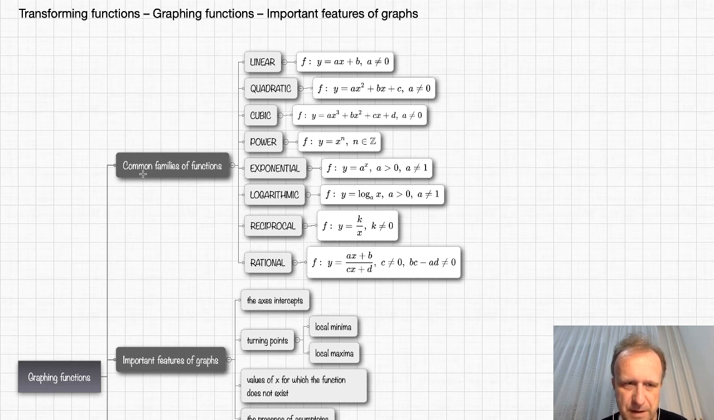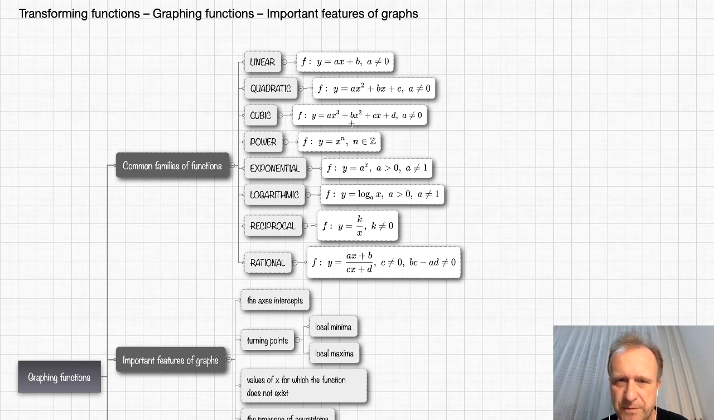We have common families of functions, and you should be by now familiar with all of them. First, there is the family of linear functions in the form y equals ax plus b, where a is not equal to 0, so you'll know that the graph of each of such functions is a line, and hence the name of the family of the functions. Now there were the quadratic functions, y equals ax squared plus bx plus c. Also there was this condition a not equal to 0.